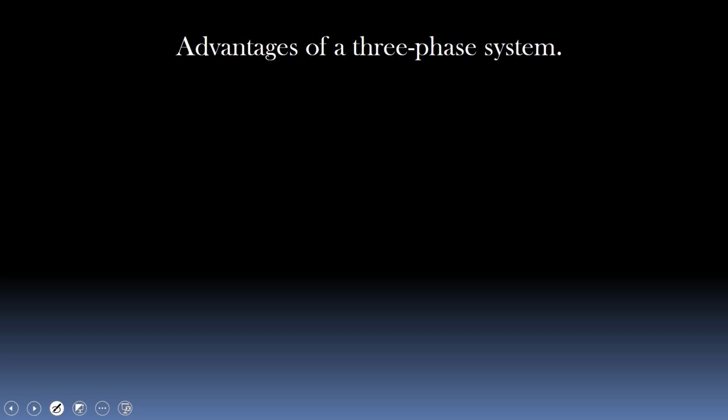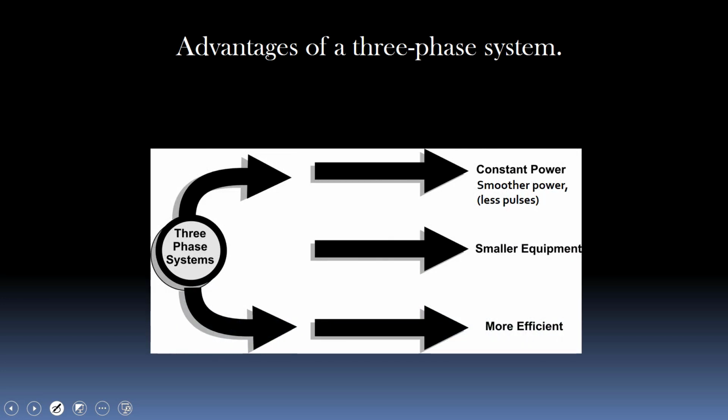So what are some advantages of a 3-phase system? Well, when we have a 3-phase motor, let's say, for example, we've got constant power. It's much smoother power with a lot less pulses, or less pulsating. I've got a little thing coming up next slide here. It's going to have a good graph of what we're talking about.